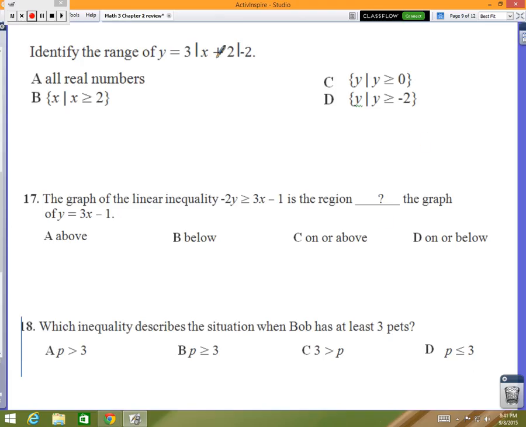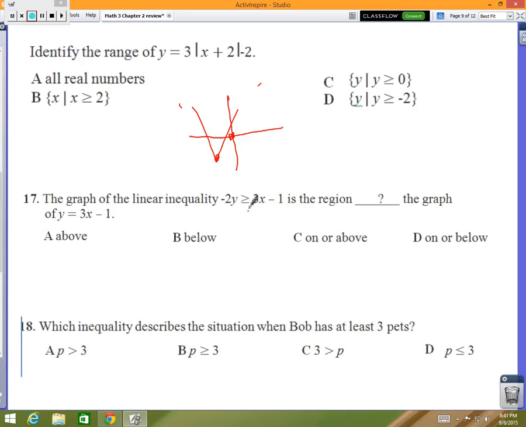Identify the range of this. Y is equal to 3 times absolute value of x plus 2, minus 2. Probably you can just do a quick sketch. Here's my 0, 0. The plus 2 is moving it left 2, and then the minus 2 is moving it down 2. The 3 makes it steep, so here we go.